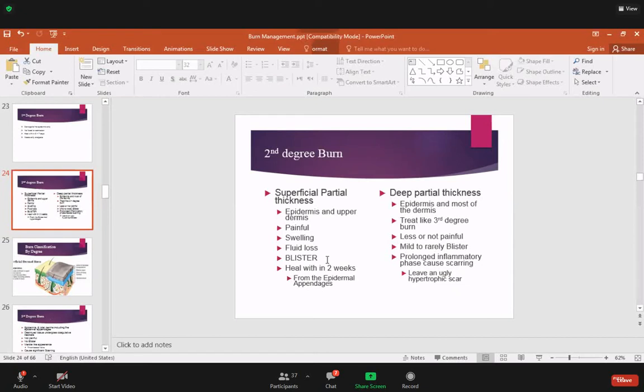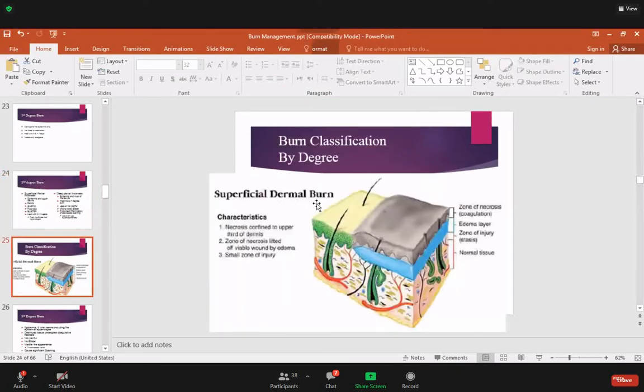And these patients, if they are treated adequately, heal within 2 weeks, and the healing is from the epidermal appendages. You can see this hair follicle here. It has the epidermal cells here. These epidermal cells help in growth of the epidermis. It not only grows from the edge of the injury, but it also grows from the epidermal appendages, and the healing is faster in the superficial second degree burn.